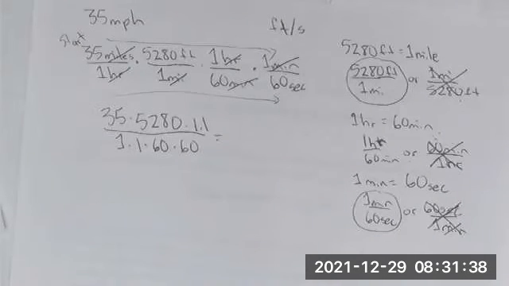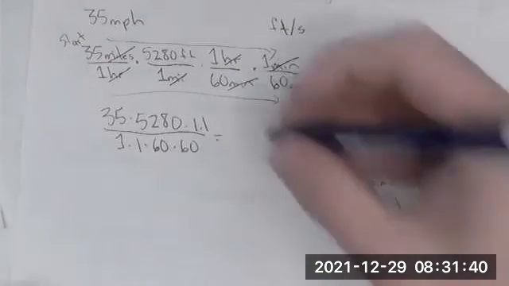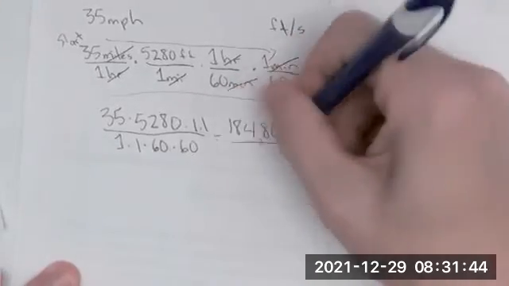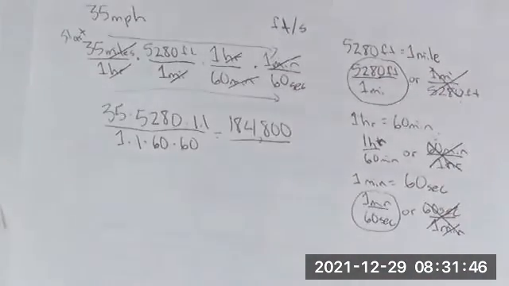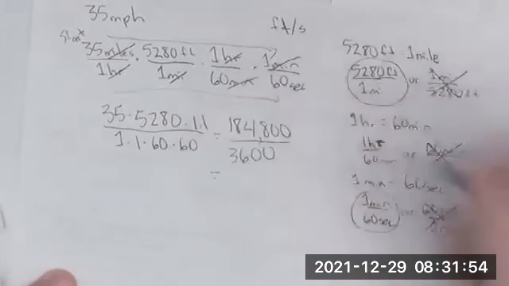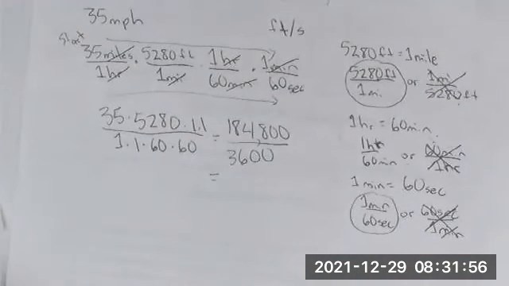35 times 5,280 is 184,800, right? We don't care about these numbers. We're letting the calculator do all the difficult work for us. 60 times 60 is 3,600. Times 1 is 3,600. Well, what I want to do is look at that 184,800 divided by 3,600. And that's what's going to be my 35 miles per hour.